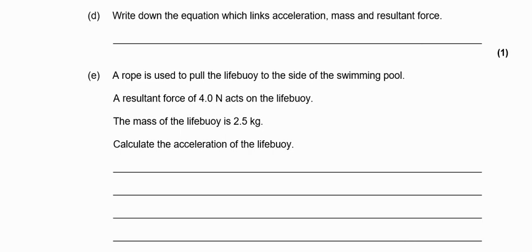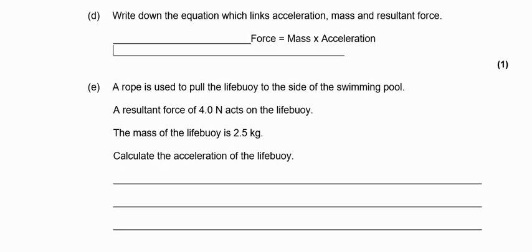The equation which links acceleration, mass, and resultant force is Newton's second law. F equals ma. Force is equal to mass times acceleration. Many people here wrote resultant force, which is absolutely fine, and is a good example of using the information given to you in the question to come up with an answer.